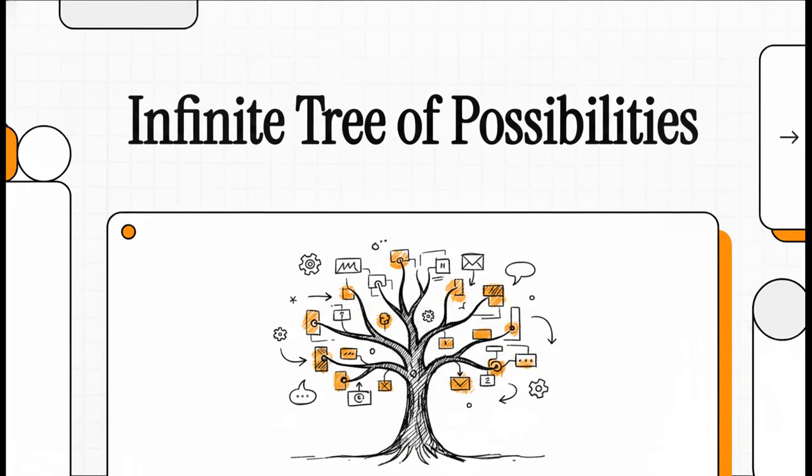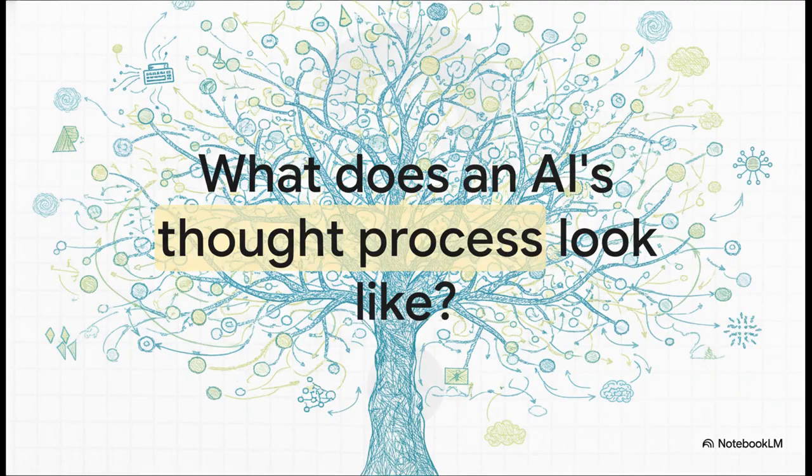Okay, let's jump right into this explainer. Today, we're decoding a frankly mind-blowing architectural blueprint from Soft Labs, and it's absolutely going to shatter how you view artificial intelligence. We're talking about the infinite tree of possibilities, which is this newly revealed internal AI schema created by Adam Joseph Rivers. So what does an AI's thought process actually look like?